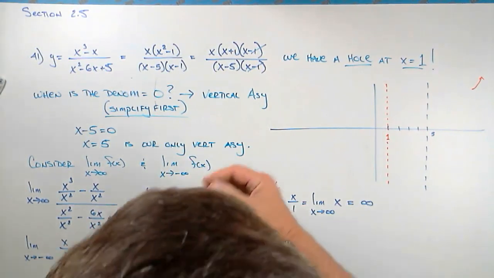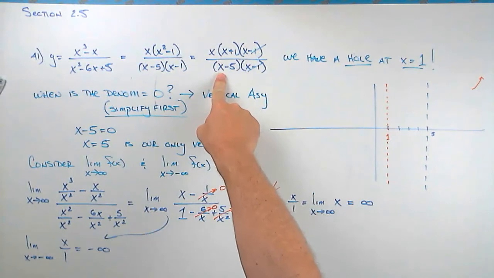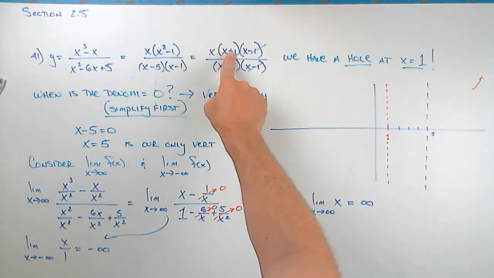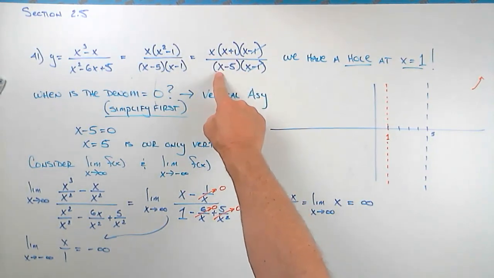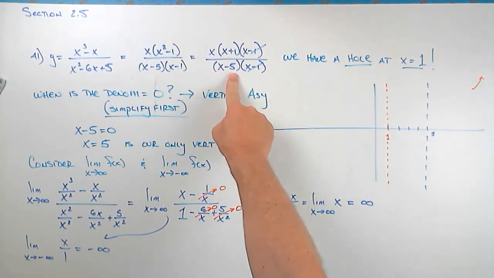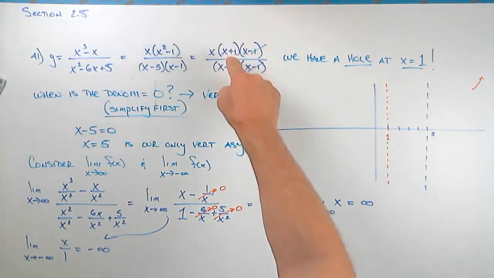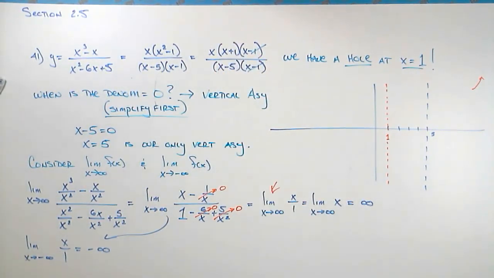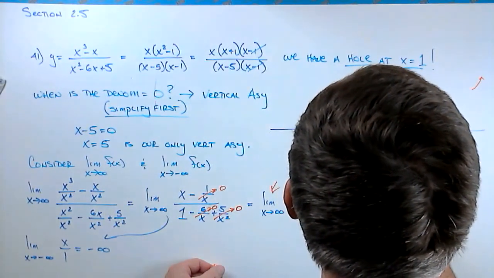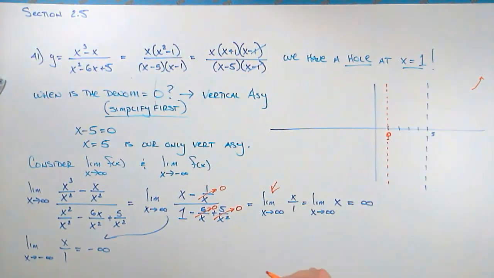Well, you have the simplified version. Simplified version is right here. Go plug in 1. What do you get? You get 1. 1 plus 1 is 2. 1 times 2 is 2. Down here you get 1 minus 5, negative 4. So we have 2 on the top, negative 4 on the bottom. We have negative 1/2. So our hole is right there at negative 1/2. There's our hole.